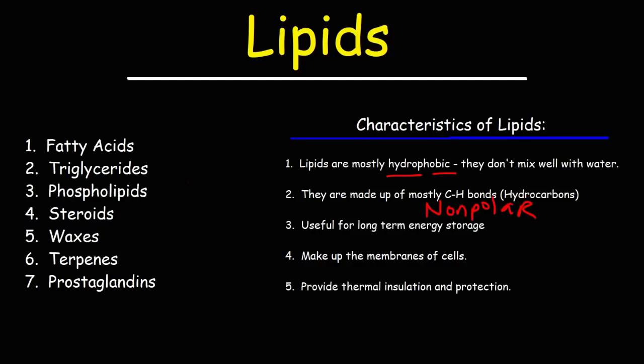Now, lipids such as triglycerides are very useful for long-term energy storage. If you're fasting, if you're not eating for more than a day or so, after your body burns out all the carbs, the next thing that it looks for are the triglycerides in your system, the lipids. And it uses enzymes such as lipase to break down triglycerides into fatty acids and glycerol so that your body can derive energy from these molecules. So they're very useful for long-term energy storage.